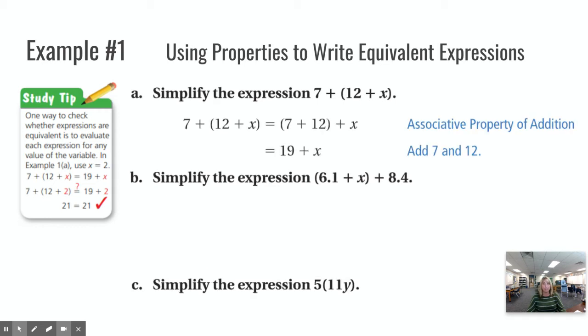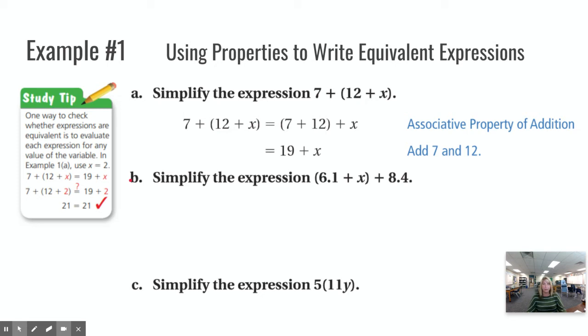If you said the associative property of addition, you are correct. We would move the parentheses and group 7 plus 12 instead of grouping 12 plus x, because we can add 7 and 12 together and have 19 plus x, and that is a simpler expression.